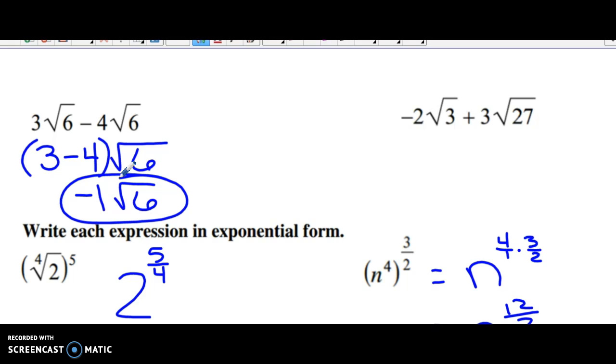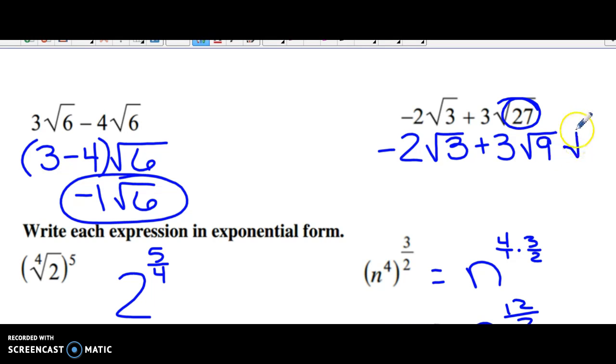All right, you've got negative 2 square root of 3, plus 3 square root of 27. I'm so sorry. Everyone keeps getting in on the announcements and coming to my door. Anyway, so I just copied that over. Negative 2 square root of 3 plus 3. Now, the square root of 27 needs to be rewritten. You need to find a perfect square that goes into 27. I think it's 9. So 9 and 3. Okay, that makes 27. Now let's simplify this.